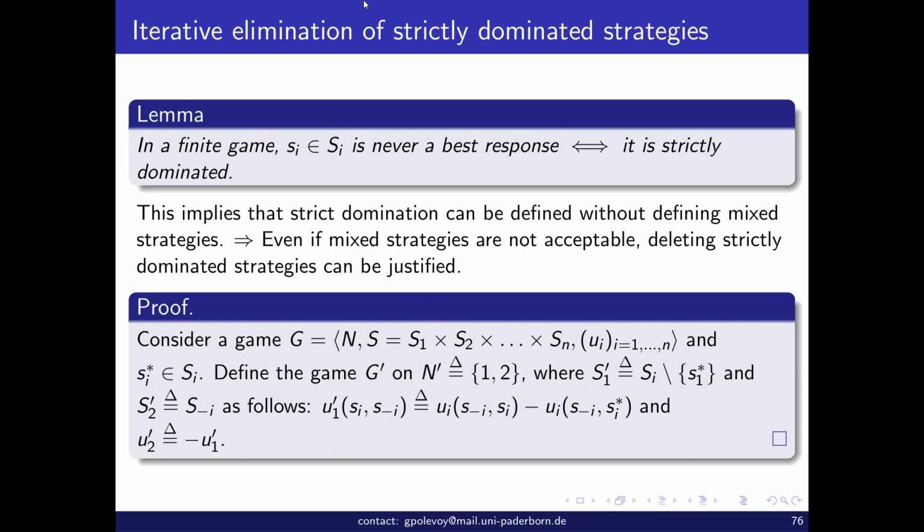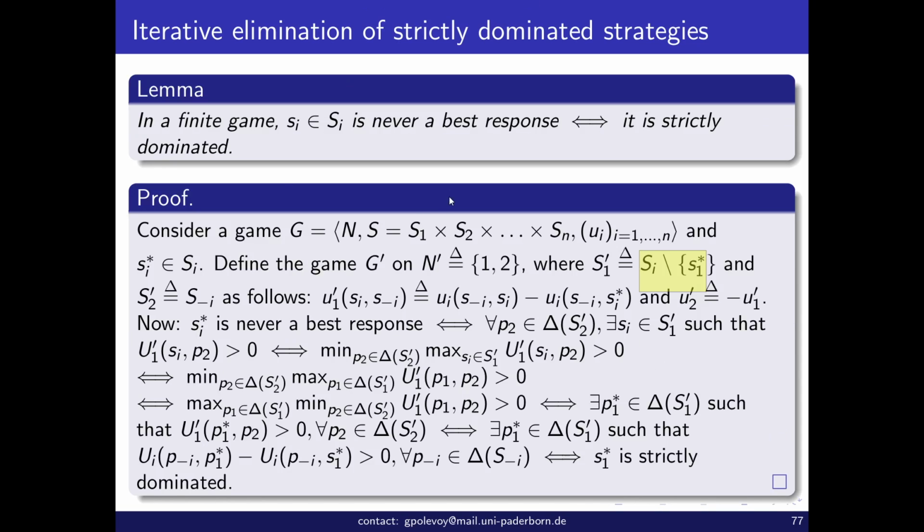So it's Si prime here, and the strategy set of player 2 represents all the strategies of the other players, and the utilities are defined as follows. The utility of player 1 in the new game, U1 prime, is what player 1 gains with respect to what she would have got if she played Si prime, and the utility of player 2 is just the complement to 0.